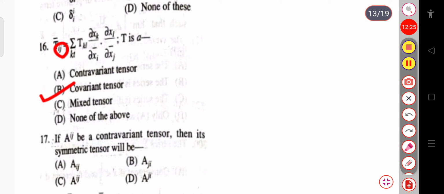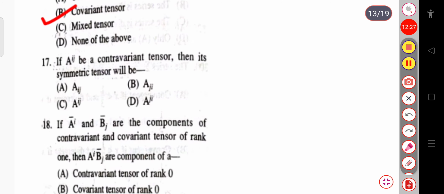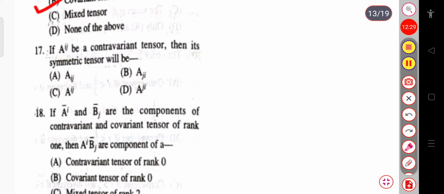The next question is, if Aij be a contravariant tensor, then its symmetric tensor will be, so simply for the symmetric tensor Aij will be equal to Aji. So which one is our answer? So this is our right answer. Since it is given the contravariant, so simply you have to check the superscript one. Okay, Aji in the superscript.